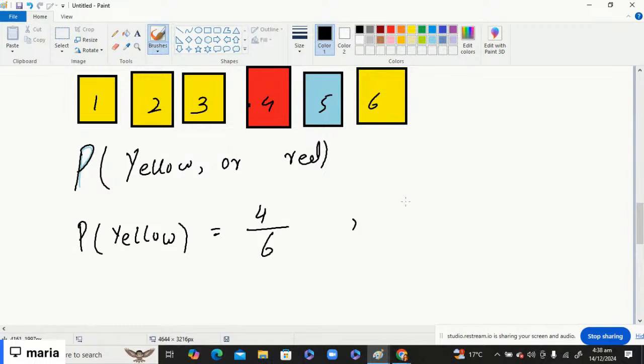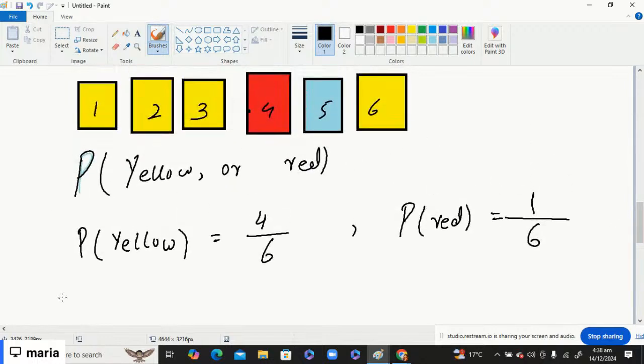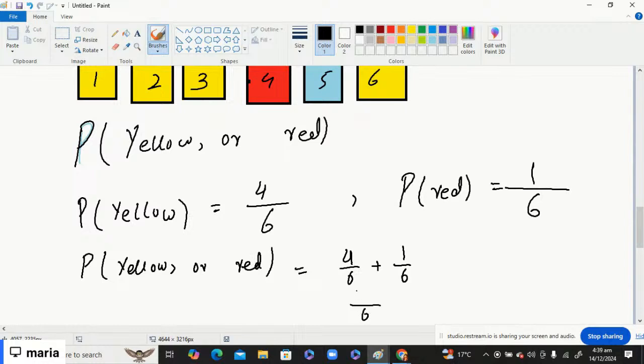Okay. Now the probability of red. How many total cards? Same thing, that's 6. And how many red in it? Only 1. Now find the probability of yellow or red. So this is 4 by 6 plus 1 by 6. The 6 stays the same, and 4 plus 1 is 5 by 6, which is your probability.